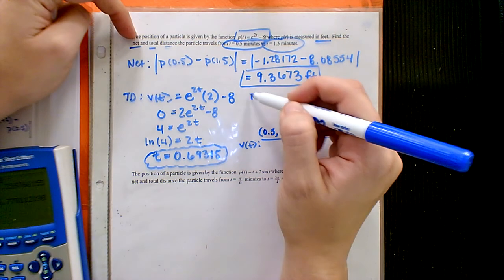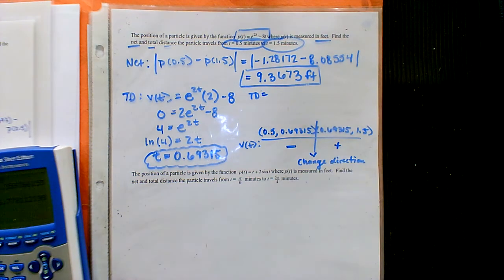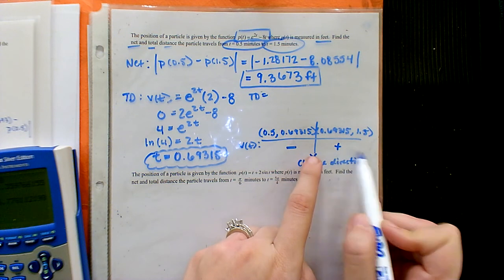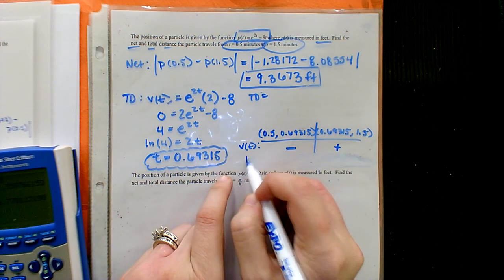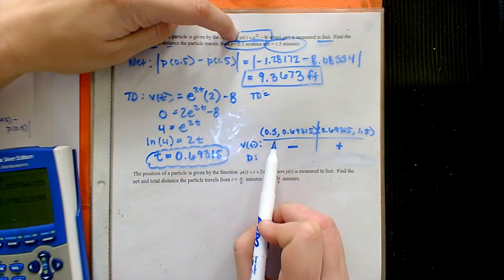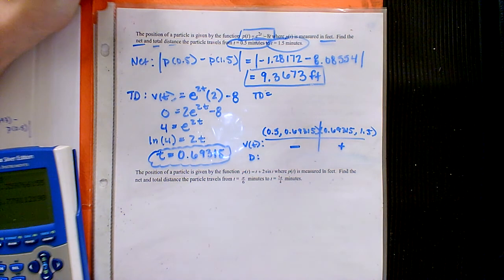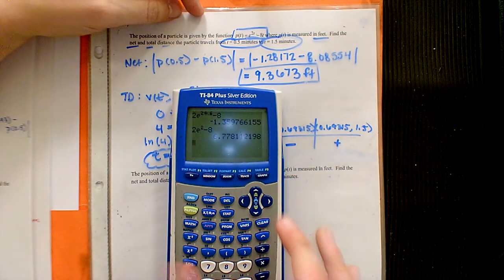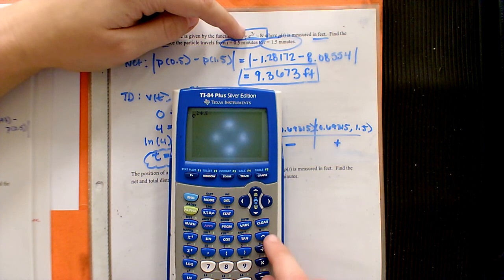All right, so for total distance, kind of running out of room here. Total distance, we got to figure out how far we travel on this interval where we're going left, and how far we travel on this interval going right. Maybe I'll write that down here. I'll put D for distance. So let's go ahead and plug in 0.5 into position, 0.69315 into position, and we're going to subtract those to figure out how far we travel on this interval. E squared times 0.5.